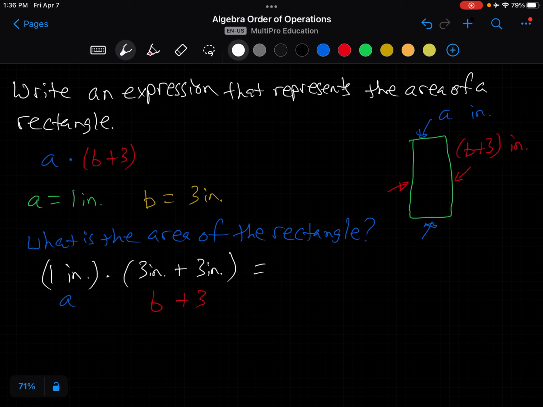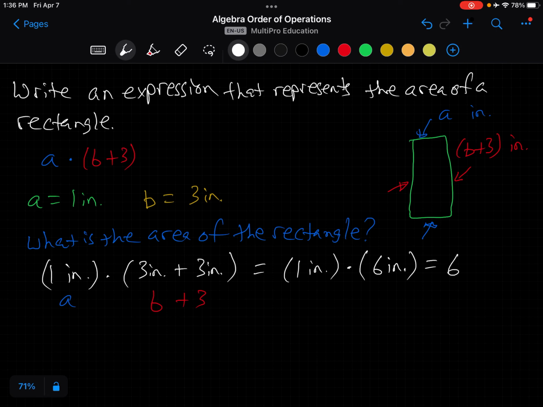Okay, so let's solve this. We have to do inside the parentheses first. There's nothing to do with the 1 inch. So let's do the other side. What's 3 plus 3? 6. And since these have the same units, we can say 6 inches.